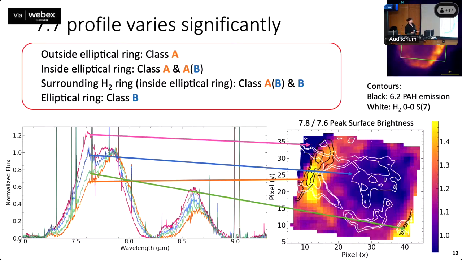And this is the first time that we've seen two classes within a nebula. So we've never before seen both extremes of two different classes within one source.